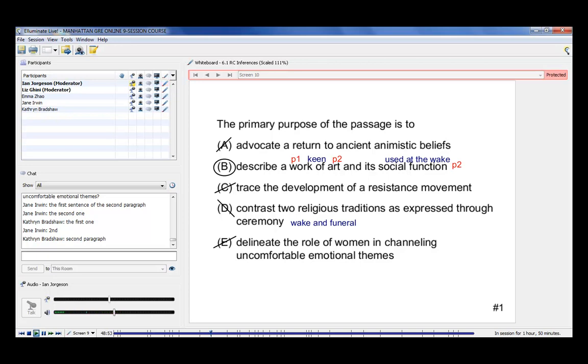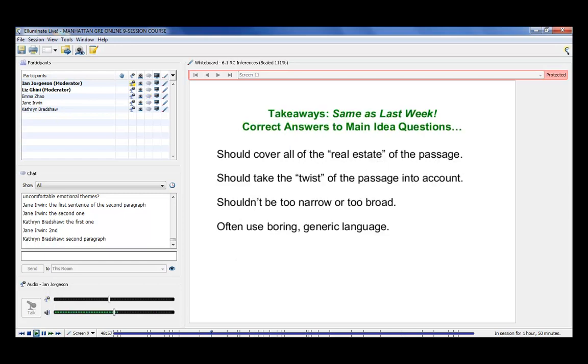It's the right size. And that's the real takeaway from these problems. And sorry to belabor the point on a problem that you guys all got correct. But I really want to make sure that we can apply this to future problems, that we need an answer that covers all of the passage without going too far. If there's a twist in the passage, we should take that into account. All of that's really important if we're going to pick the correct answer for this particular problem.